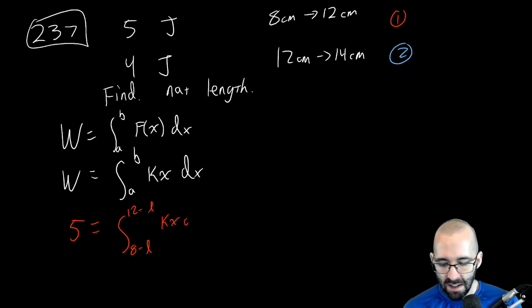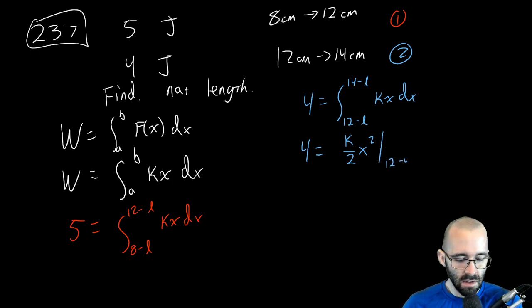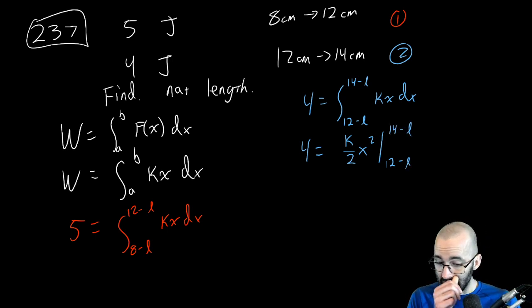Of again, just kx dx. And then we have the blue piece as well, which says that 4 is the integral from 12 minus L to 14 minus L of kx dx. So solve for L. K shouldn't matter. Maybe K will matter. We'll find out. Let's solve for L. So the antiderivative is K over 2, x squared evaluated from 12 minus L to 14 minus L. I have no idea where this is going, by the way. I just picked it because it looked fun. Let's see where it goes.